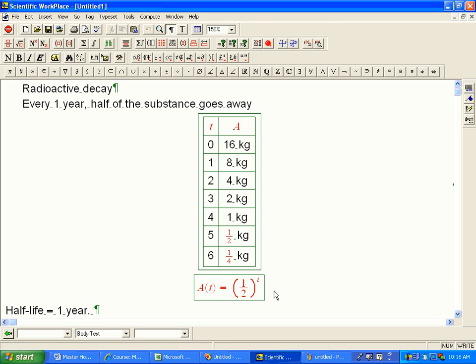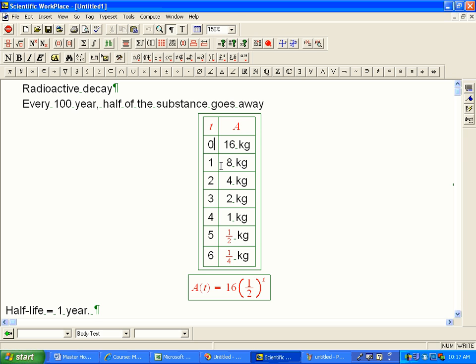So let's do another example that's similar but just a little bit changed. Let's change it to every 100 years, half of the substance goes away. And let's say it starts with, oh, I forgot the 16. Hopefully people notice that. This is 16 times 1/2 to the t, because when t equals 0, that's going to give you 1, so it's going to be 16. When t equals 1, it's going to be 16 times 1/2, then 16 times 1/4. So that 16 should be in there. Sorry, guys. So let's say every 100 years, half the substance goes away. Let's say we still start with 16 kilograms.